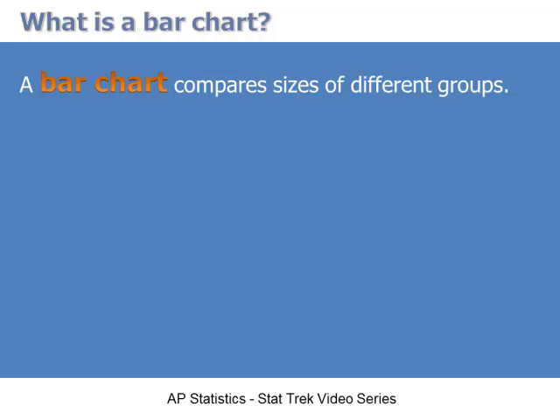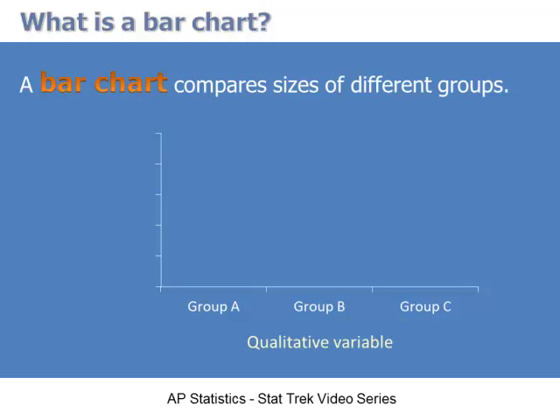A bar chart is used to compare the sizes of different groups. A bar chart has two axes, an x-axis and a y-axis. One axis, in this case the x-axis, defines categories or groups based on a qualitative variable. The other axis, the y-axis, defines a numeric scale based on a quantitative variable.